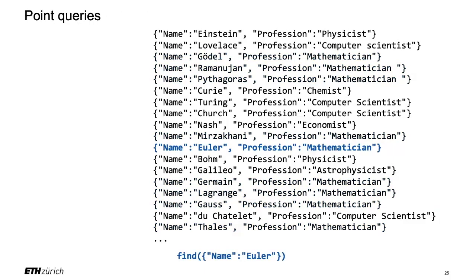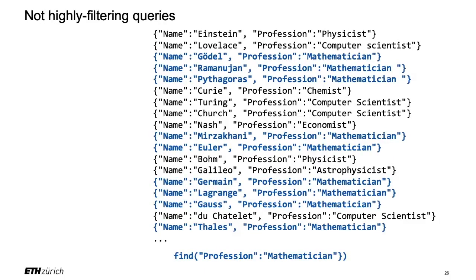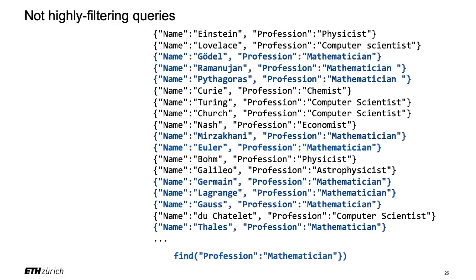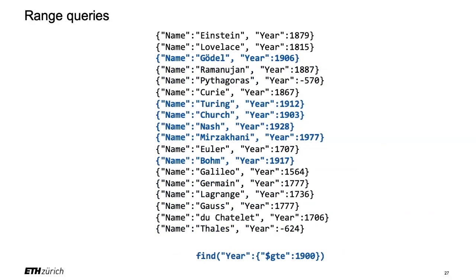So this is called a point query. This is called a query that's not highly filtering. If we ask for mathematicians, we might get thousands or even millions of people in there. But the indices, they are good for this kind of queries. They can accelerate those that are point queries.